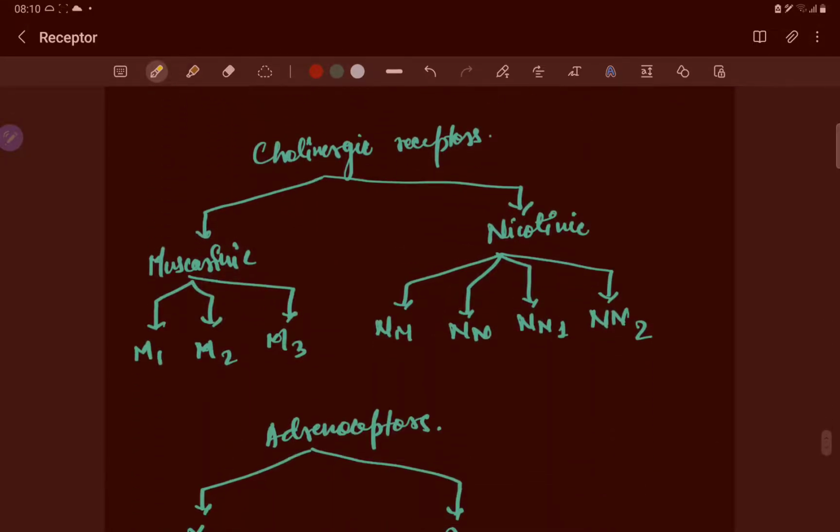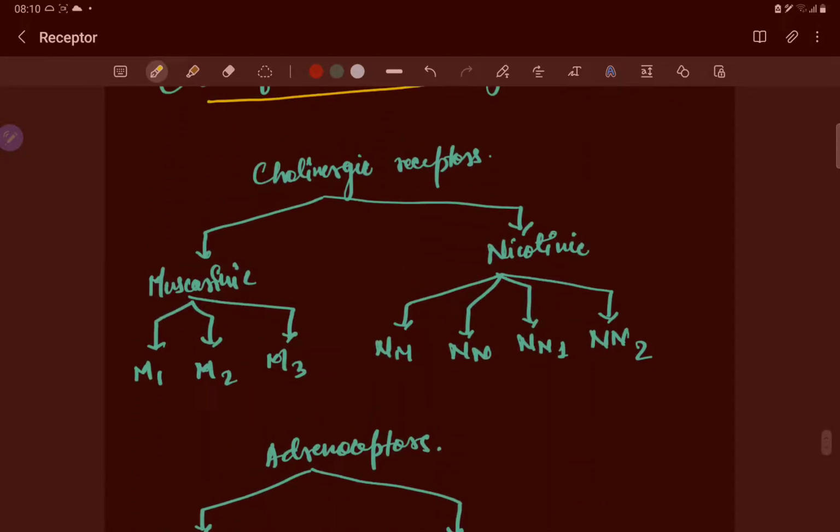Now, one of the receptor families is the cholinergic receptors. They are muscarinic and nicotinic. The muscarinic has three types: M1, M2 and M3. Nicotinic similarly has NN and NM, that is neuron and muscle. It also has NN1 and NN2 receptors. These are something new.